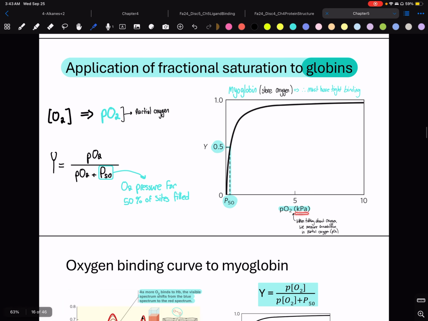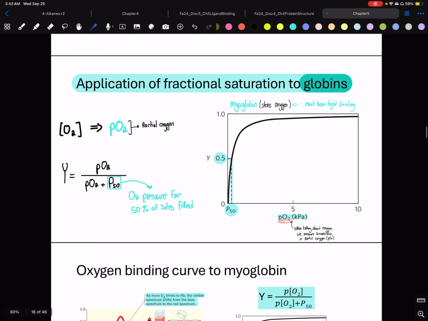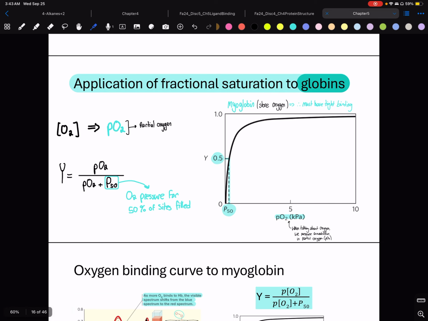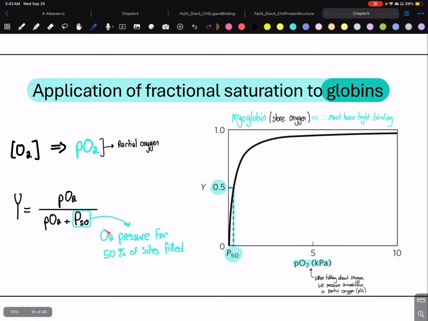And this value is in kPa, but it could be something different, I think. But it is in partial oxygen for our units of value. So our Y, because of that, is the PO2, the concentration of our ligand, over the concentration of our ligand, again PO2, plus P50, which is the O2 pressure for 50% of sites filled.